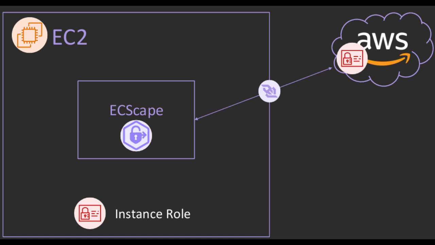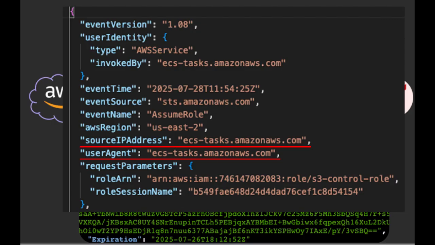Here is a CloudTrail log entry after the attack. See the user identity field. It shows the API call was made by ecs.amazonaws.com. It looked like it came from a legitimate ECS task, not from an attacker. This makes detection incredibly hard.